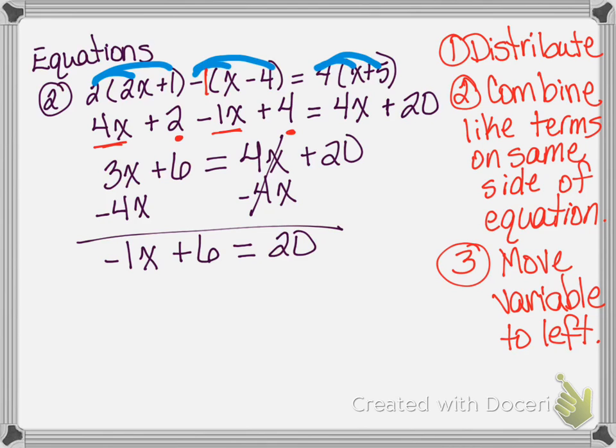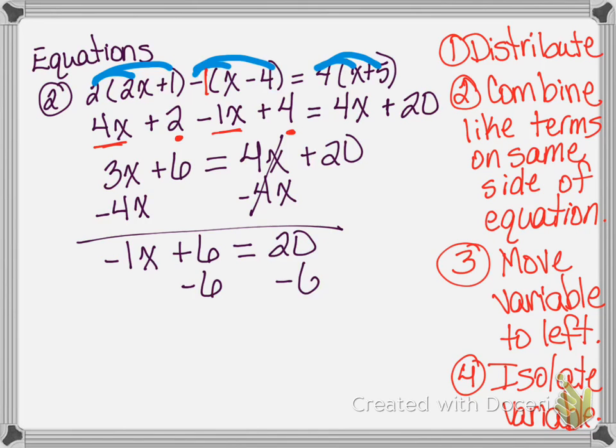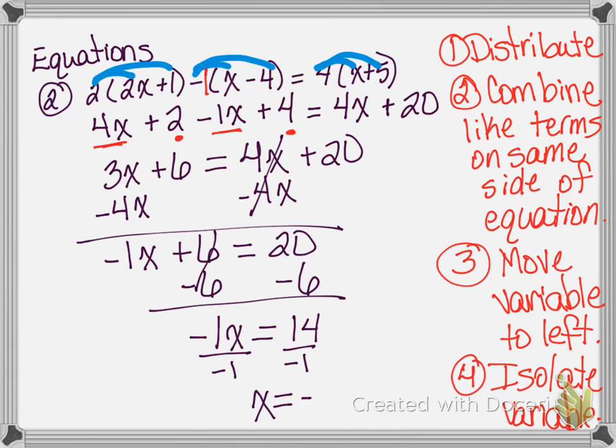My next step is going to be to isolate the variable. That's going to be the last thing that I do. I'm isolating my variable. So I subtract 6 from both sides. I'm left with negative 1x equals positive 14. I divide both sides by negative 1, and my x is negative 14. How are we on that?